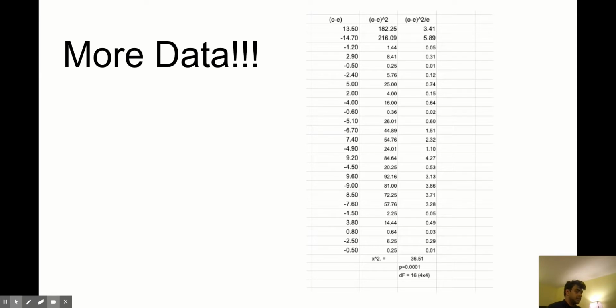And I was able to get a huge chi-squared value of 36.51. My calculator actually said 39.5, but I decided that since it was so high, it didn't really matter what it was. The probability was still going to be 0.001 or extremely low.